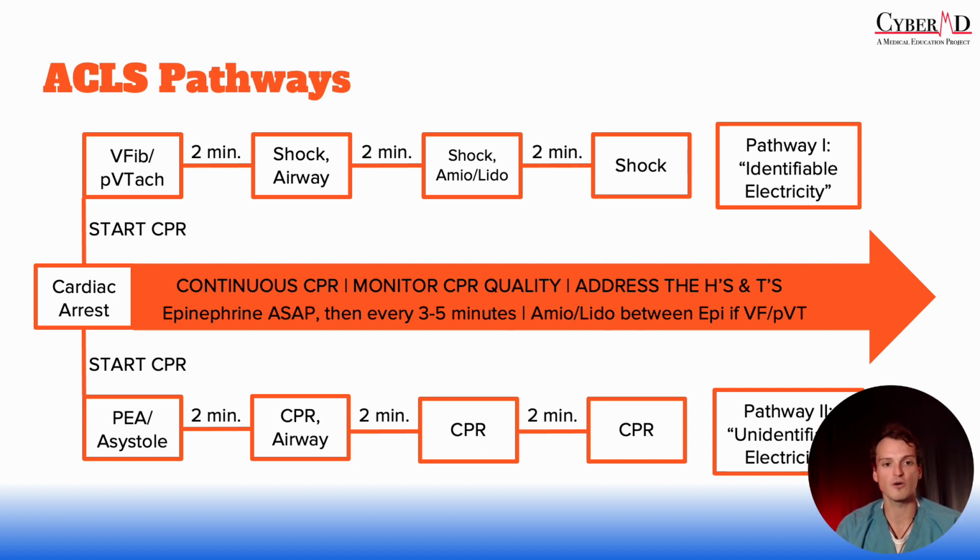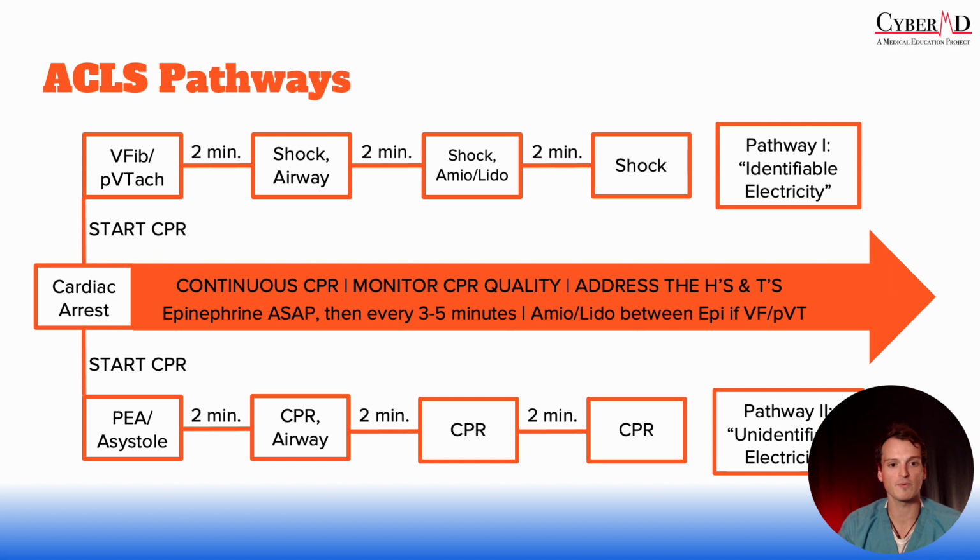And so you're basically going down this pathway of every 2 minutes, shocking them, in between providing CPR, and considering giving them other medications for the reversible causes, as well as amiodarone and lidocaine to try and get them out of VFib or pulseless VTAC. And so that's what I call pathway 1, identifiable electricity.